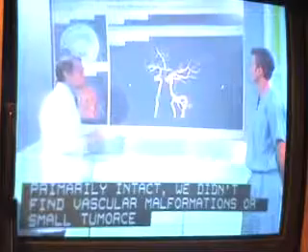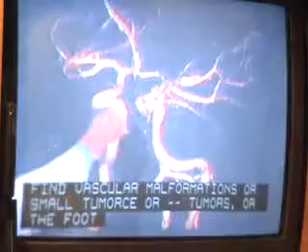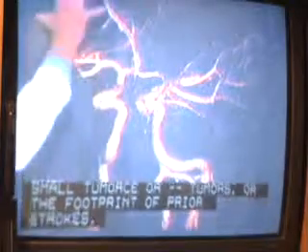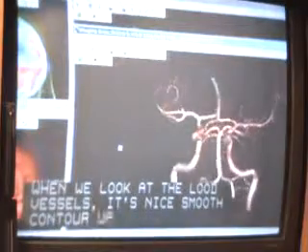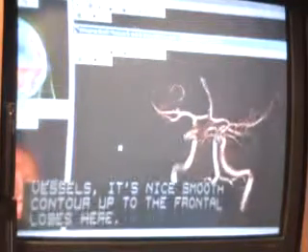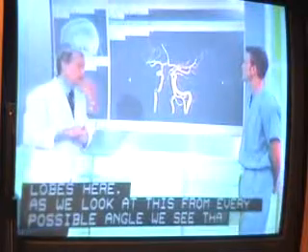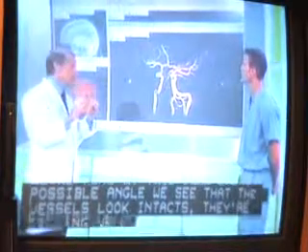When we look at the blood vessels in more detail, we can see there's no blockages. It's a nice, smooth contour all the way up to the frontal lobes here. And as we look at this from every possible angle, we see that all the vessels look intact, they're filling well, they're not irregular as if they had an atherosclerotic plaque. So these are all key findings.